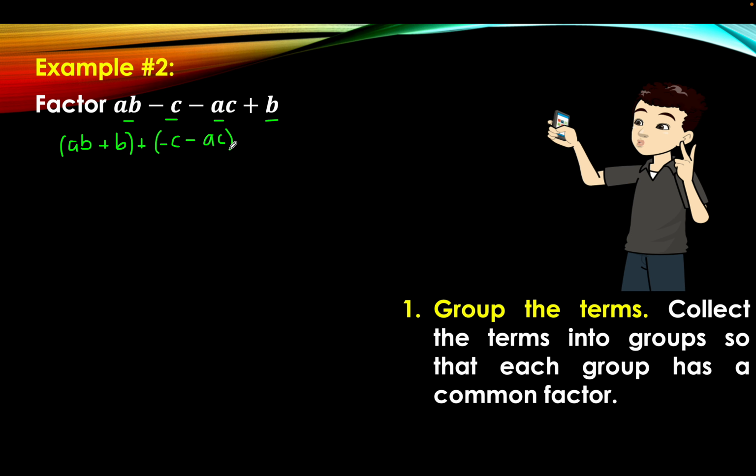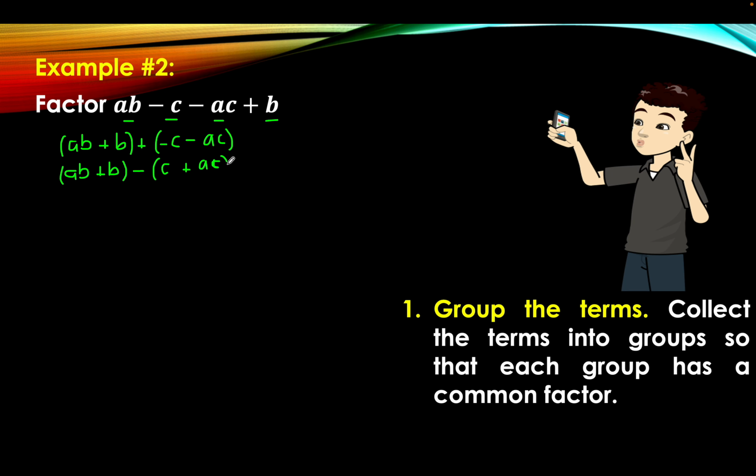Again, notice that the operation between ab and b is addition. This gives us a clue that the second group must have the same operation as well. Hence, we're going to remove the negative sign. And removing the negative sign, we have negative times the quantity ab plus b. And removing the negative sign here, negative c divided by negative, we have c, and negative ac divided by negative, we have plus ac.